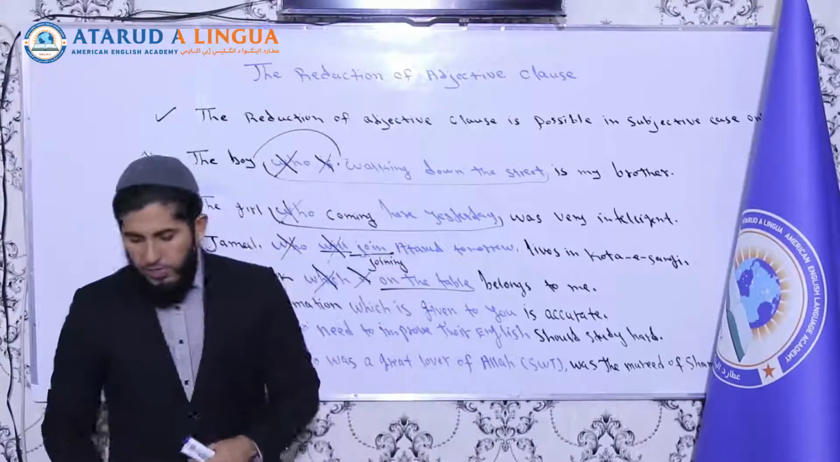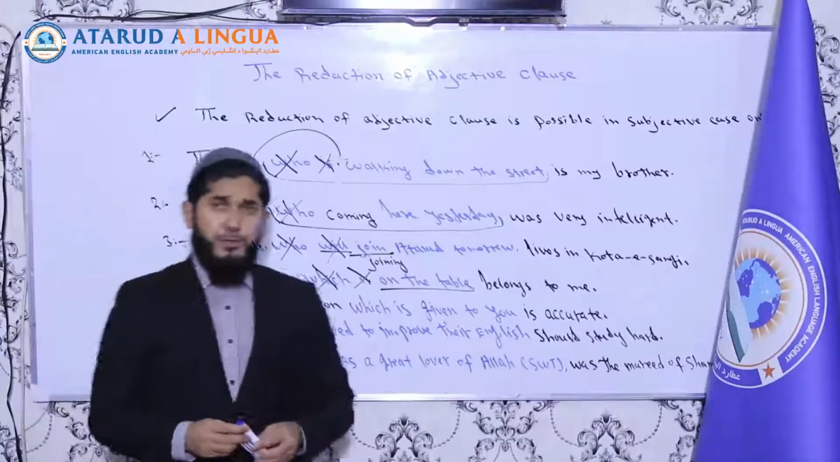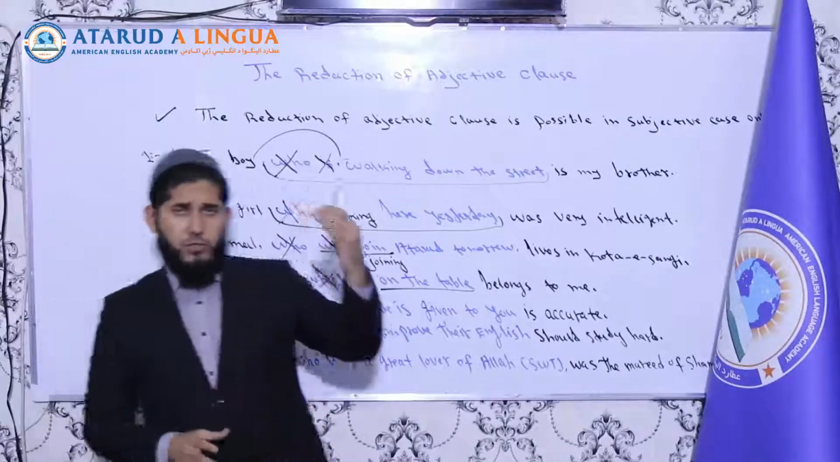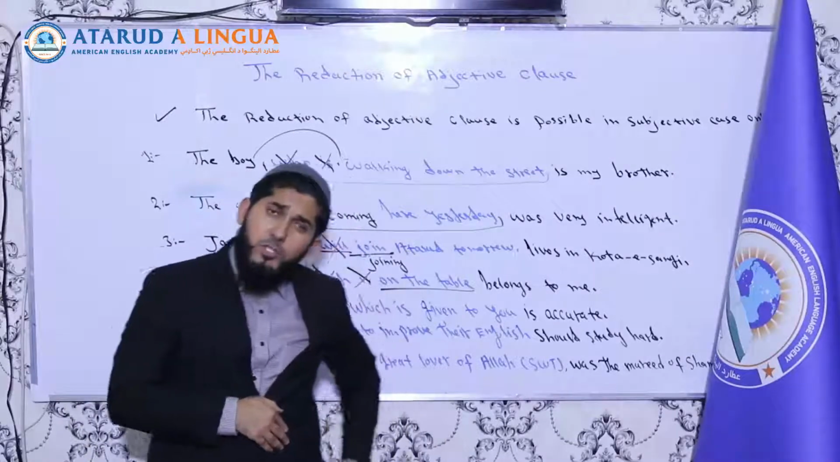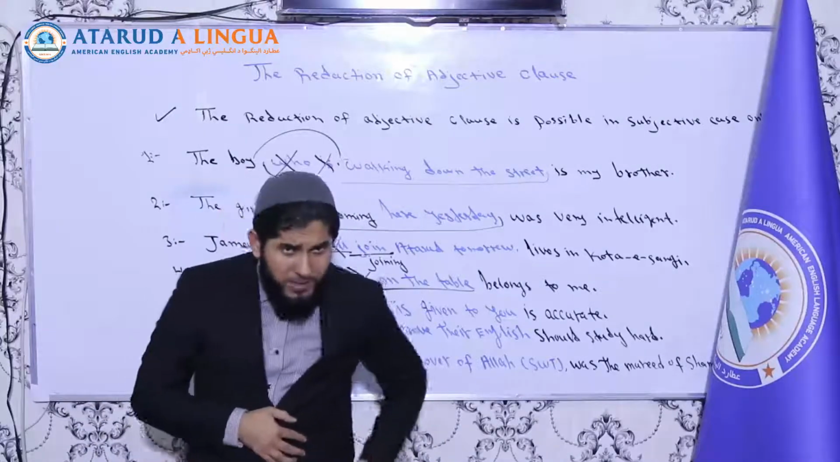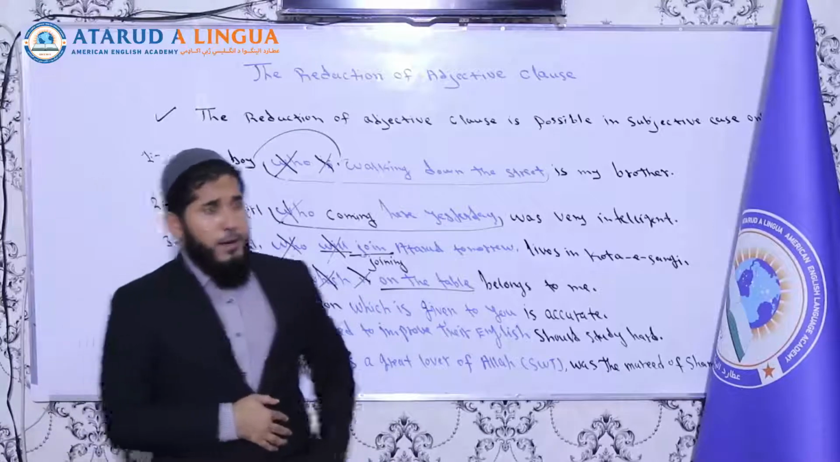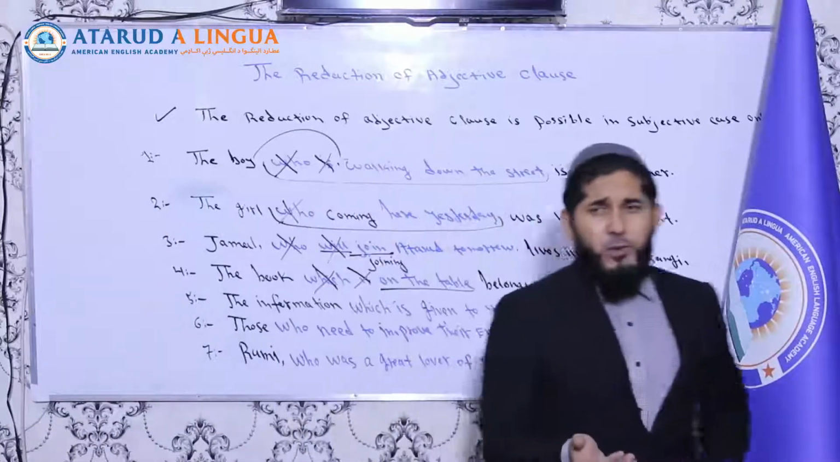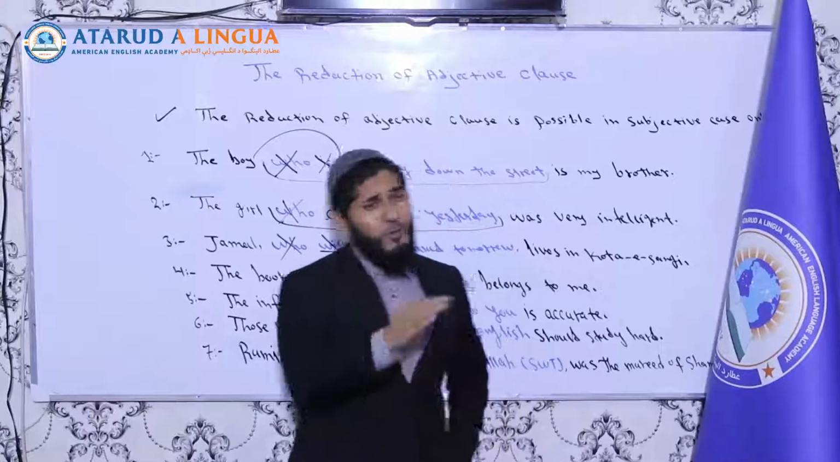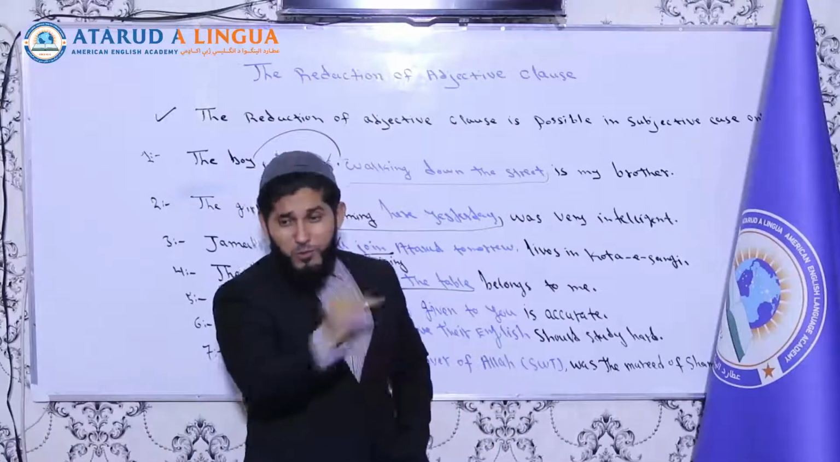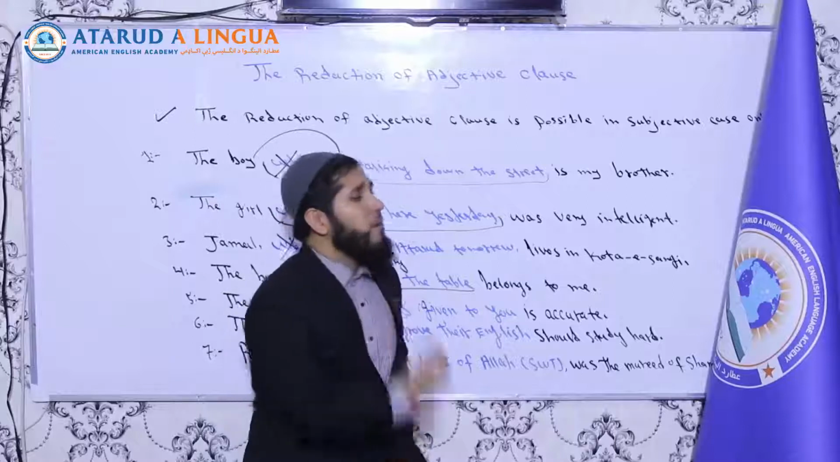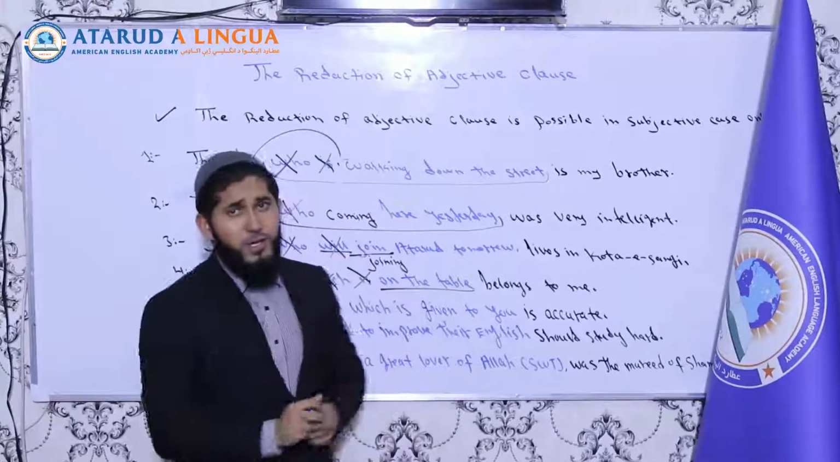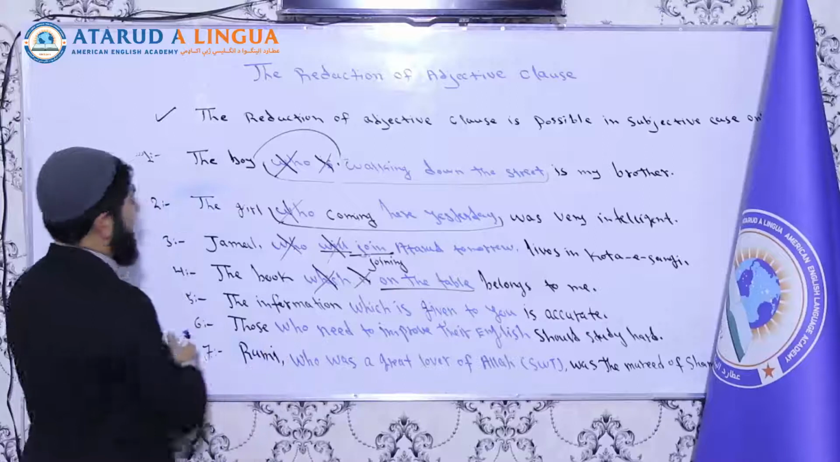Okay? Or for example, look, the markers which are in my pocket are made in China, okay? So look, remove which and remove the to be verb are. The markers in my pocket are made in China. Understood? So that's another case.